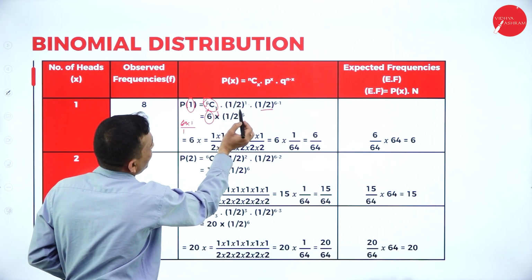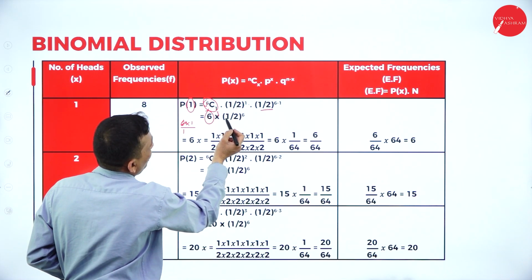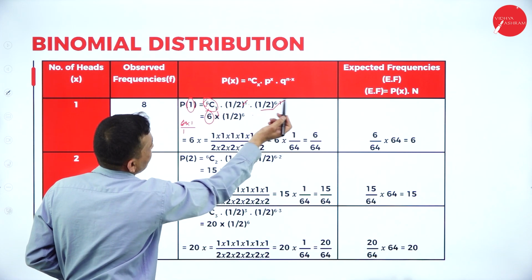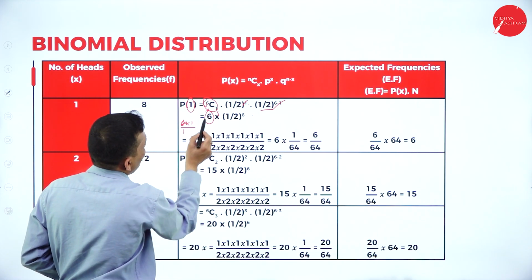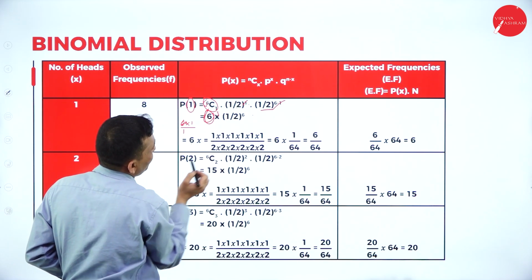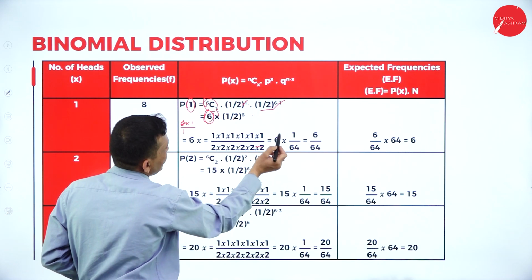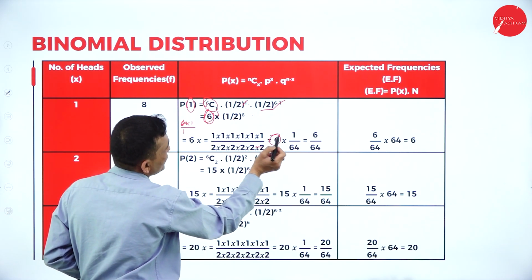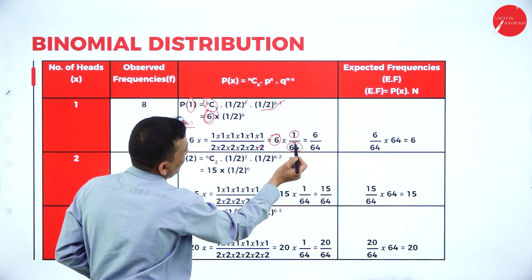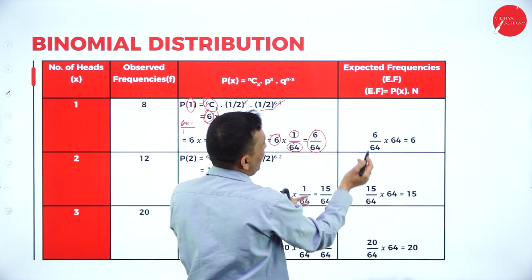Since p and q are common, we write 1 by 2 to the power of 6, as the powers plus and minus cancel directly. So the 6 is carried as it is, the 1 is multiplied 6 times, giving 1, and the 2 is multiplied 6 times, giving 64. So the final value is 6 by 64. Now you need to multiply with the n.